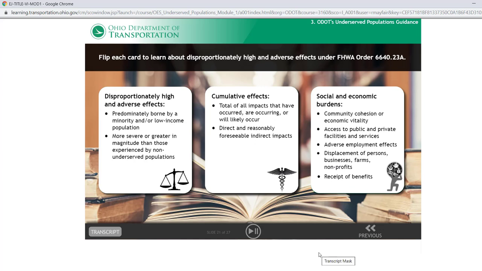Disproportionately high and adverse effects encompass interrelated social and economic burdens. Examples include, but are not limited to, destruction or disruption of community cohesion or economic vitality, destruction or disruption of access to public and private facilities and services, adverse employment effects, displacement of persons, businesses, farms, and non-profit organizations, denial, reduction, or significant delay in the receipt of benefits of programs, policies, or activities.